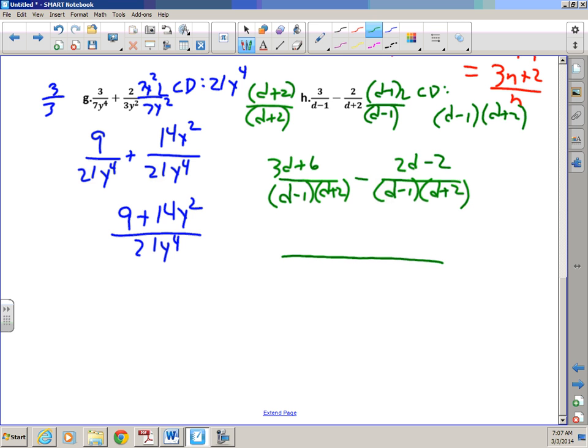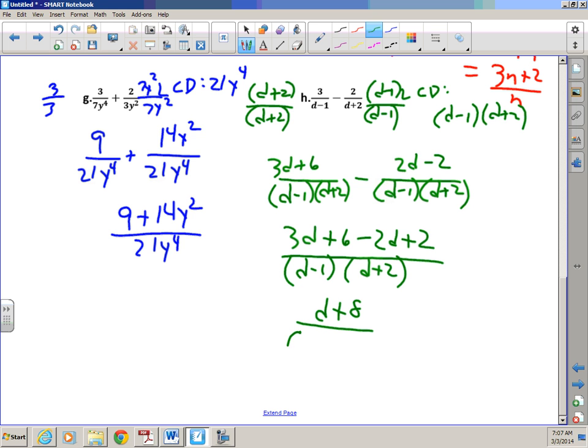Now I want to put this all together. Do not distribute in the denominator because it may highlight something that you can simplify. So 3d plus 6 minus 2d plus 2, okay, which gives me d plus 8 over d minus 1 times d plus 2. Okay, the reason I don't distribute in the denominator is in case I was left with something that I can cancel, I would do so.